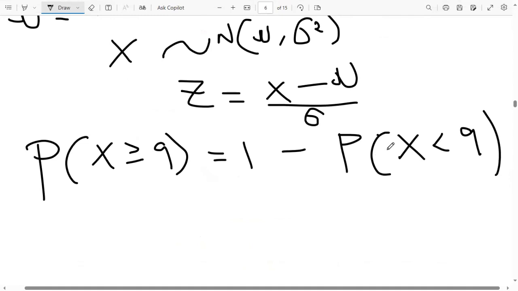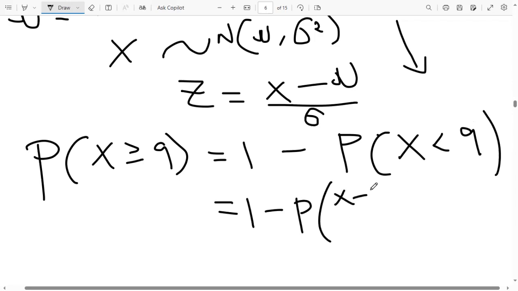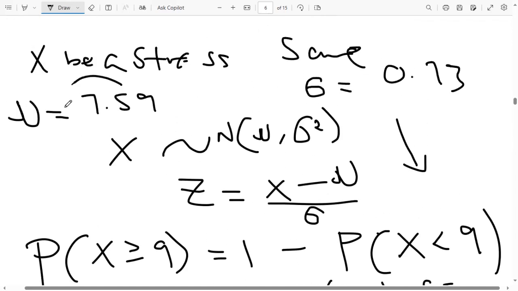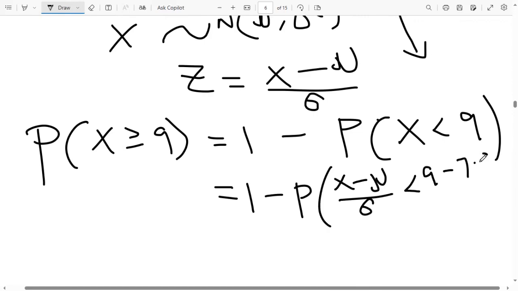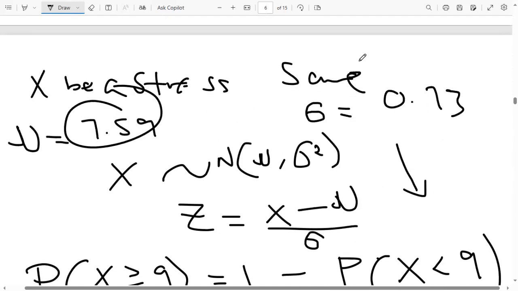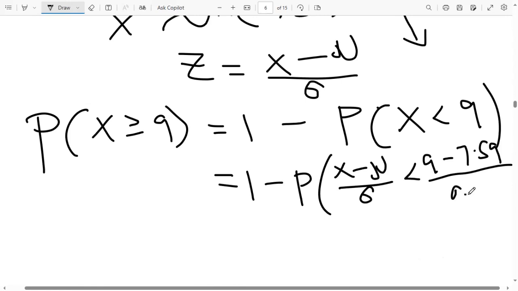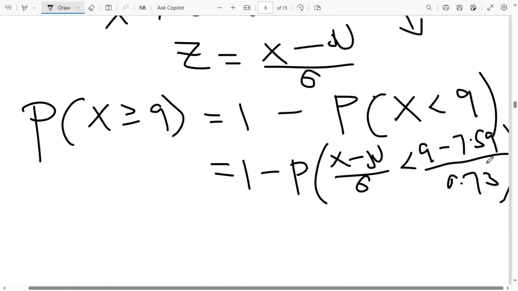And then from here, we have to change this from this form into a standard form. So we have to convert this X here to the Z, and then we have to convert this 9 to a number with these parameters. So this will be equal to 1 minus P, and inside here we're going to have X converted to Z, so X minus the mean over the standard deviation is less than 9 minus the mean, which is 7.59, divided by the standard deviation, which is 0.73. So we are finding this probability here.